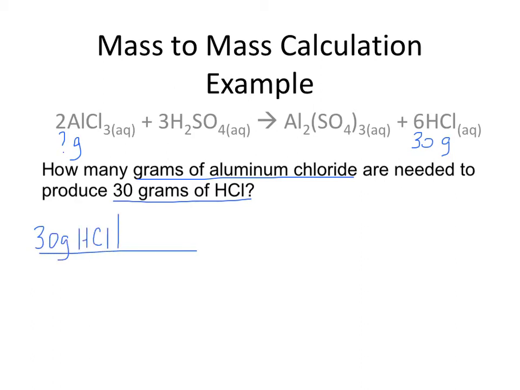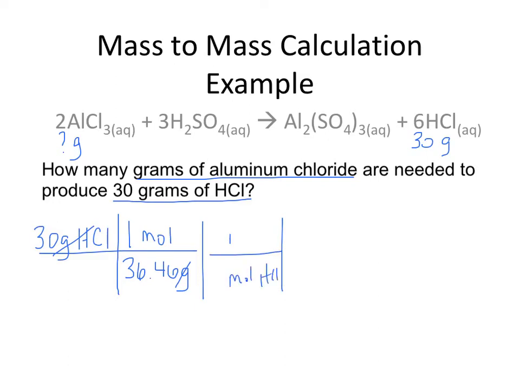We know that our first step is going to be to get rid of our grams, and in order to get rid of grams, we need to use the molar mass. So the molar mass of HCl would be 36.46 grams, and 1 mole on the top. Once we have gone there, we're now in moles of HCl because our grams have canceled. So our next step is now the mole ratio. So we have moles of HCl on the bottom. We're going to moles of aluminum chloride.